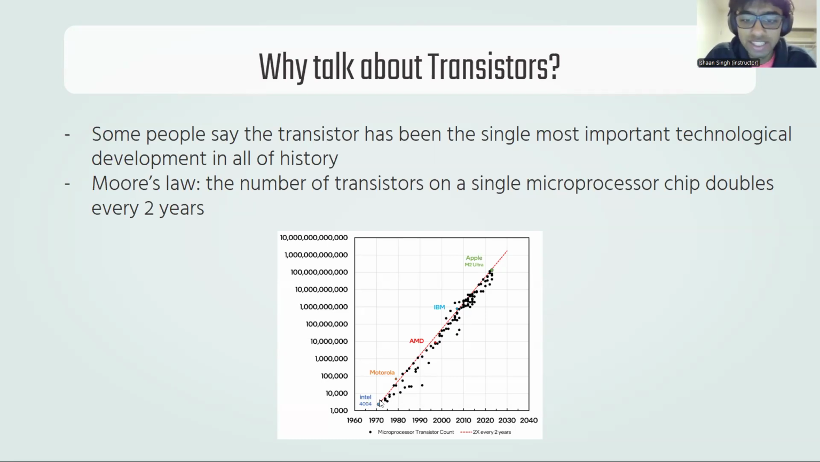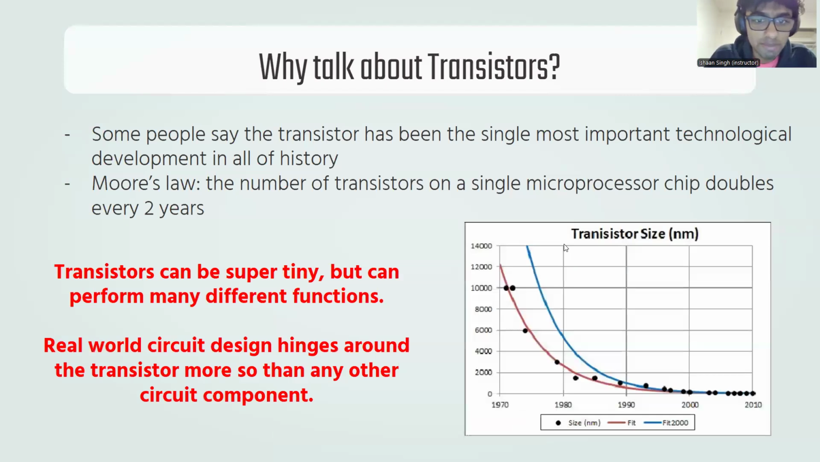But my point is, transistors are what lead to technological development. The reason we don't have computers that take up whole rooms anymore, and I can just hold my phone and do whatever I want on it, is because I can fit so many tiny transistors inside. So let's talk about what transistors do. Transistors can be super tiny, but they perform so many different functions. Real-world electronics hinge around the transistor more so than any other circuit component. So let's get into it.